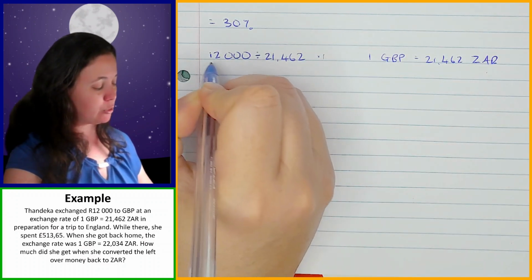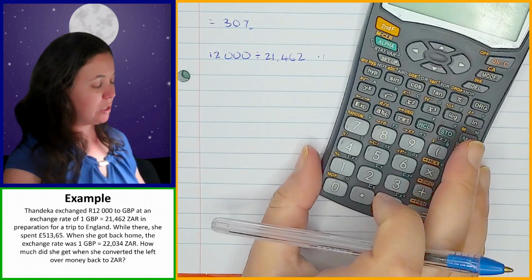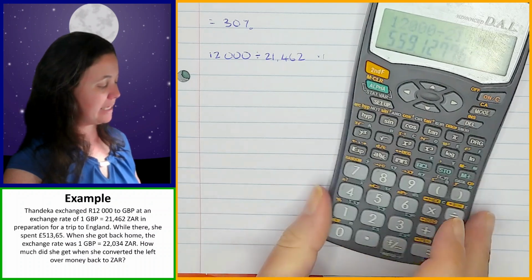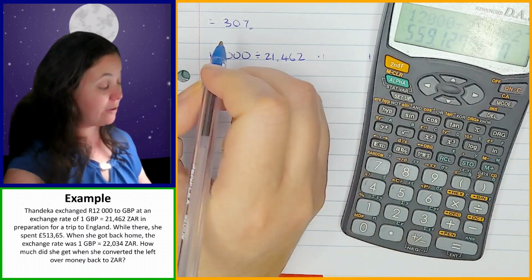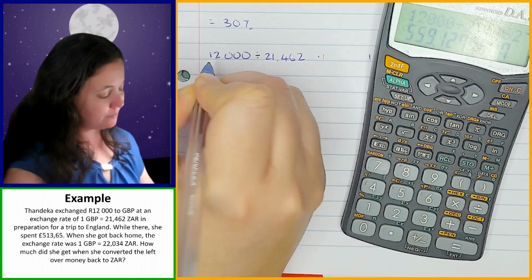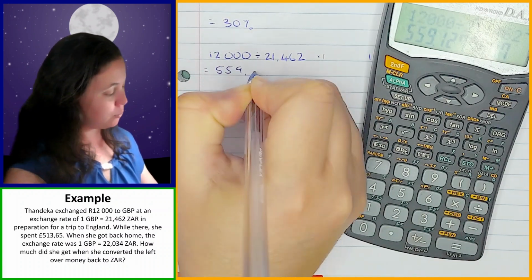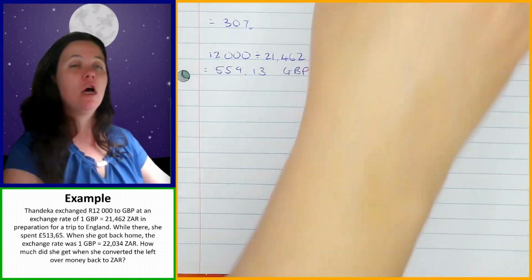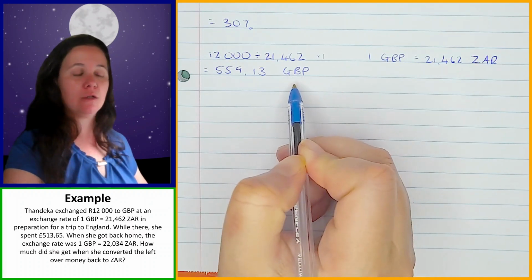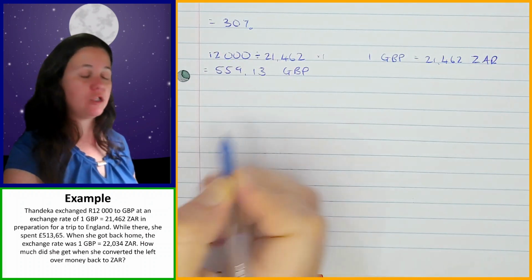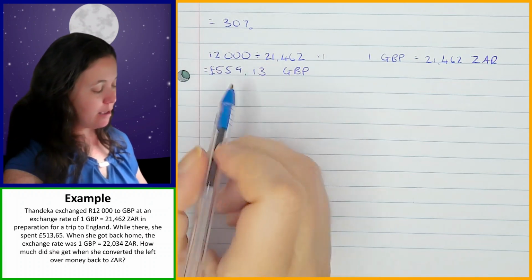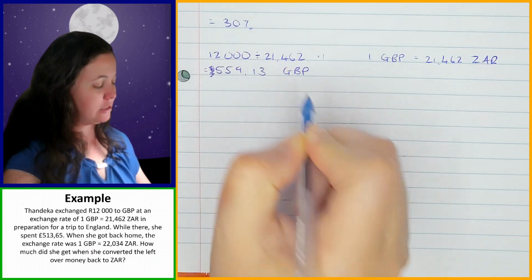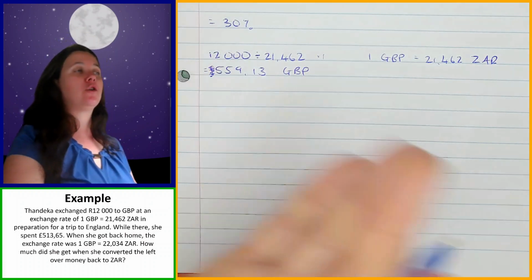Okay, so now we're dividing 12,000 by 21.462, and that gives us 559.13 pounds. Okay, so I'm just going to write GBP. If you're not sure of what a symbol is, you can just write it like that. You can write the actual symbol if you want to, or you can just write GBP. Okay, so once you have done that, I'm just going to cross that out. Once you've done that, you now need to continue with the next part of the question.